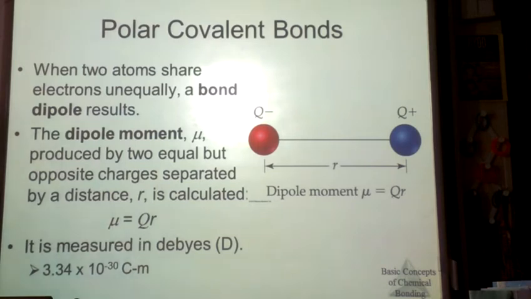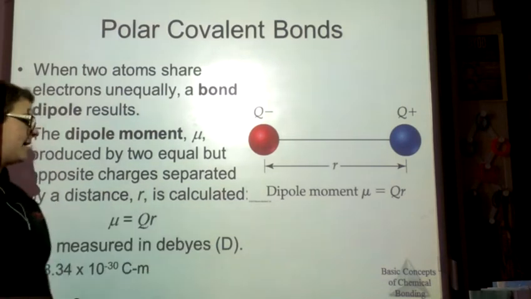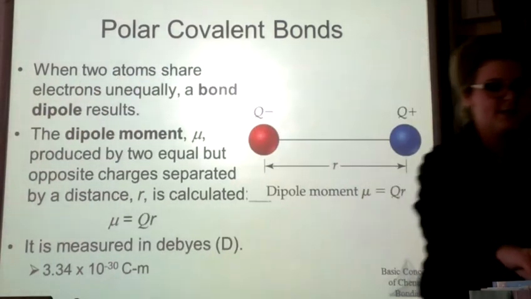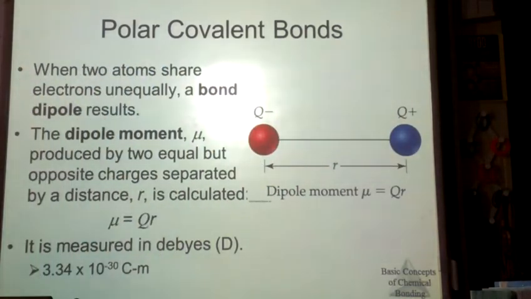So mu is measured in debye, which we're going to symbolize with a capital D. And then 1 debye is equal to 3.34 times 10 to the negative 30th Coulomb meters. Okay, so C represents coulombs because that's my unit of charge. And then, of course, we would have meters, and that makes sense because mu is calculated by taking charge times that distance, which should be in meters.